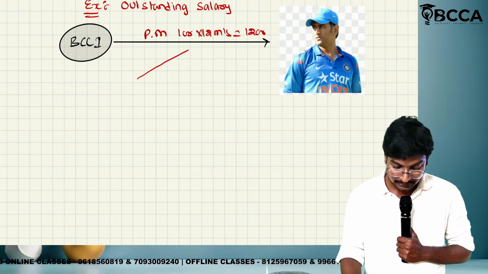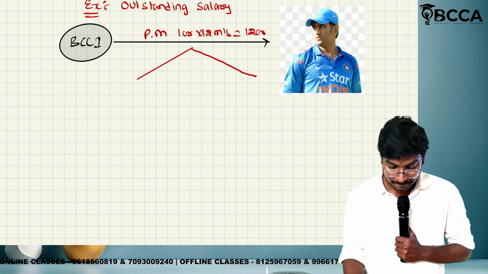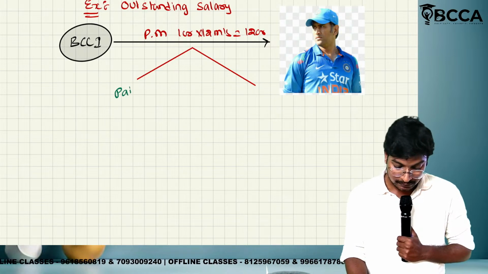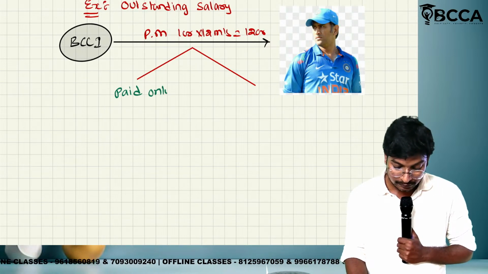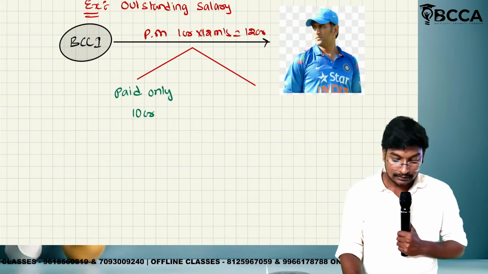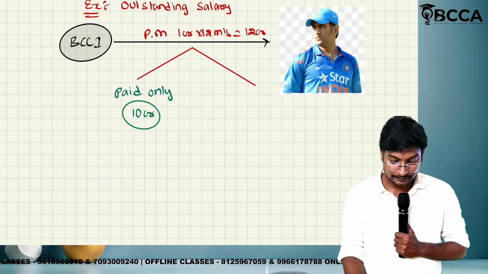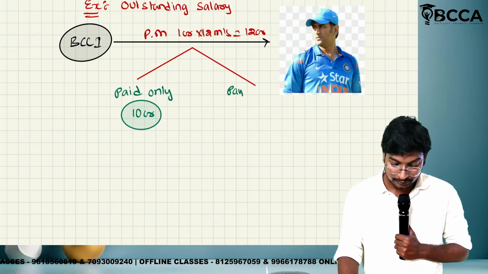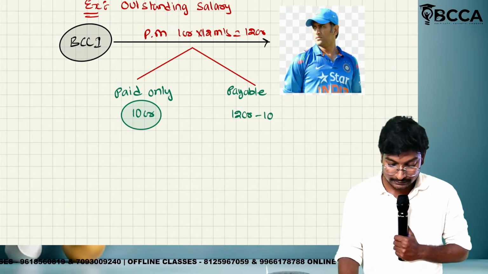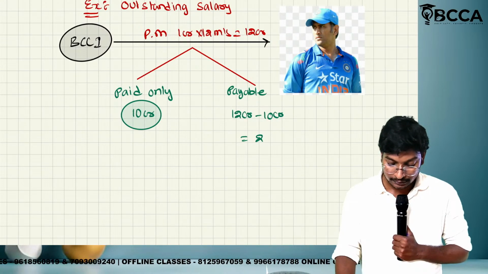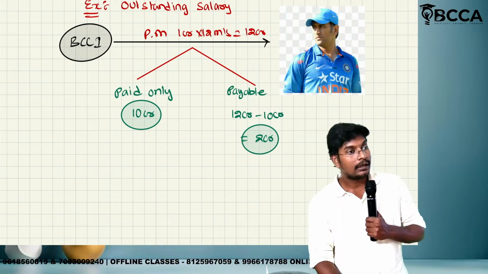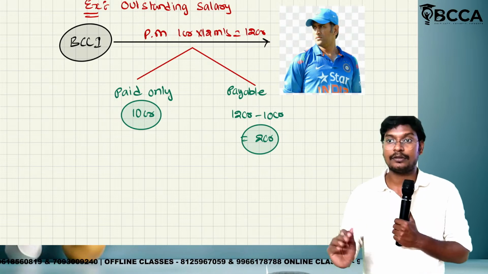But in the current year, in this 12 crore rupees, we have paid only 10 crore. How much amount have we paid? 10 crore. That means how much amount do we need to pay? So payable, that one is called what? Payable. So 12 crores minus 10 crores equals how much? 2 crores is the payable amount. So payable is called what? Outstanding salary. Paid is called normal salary.